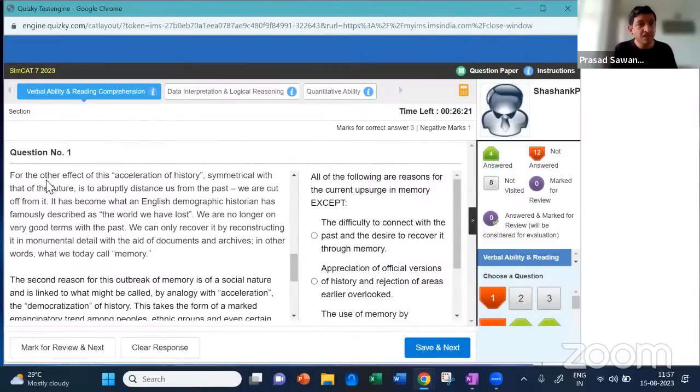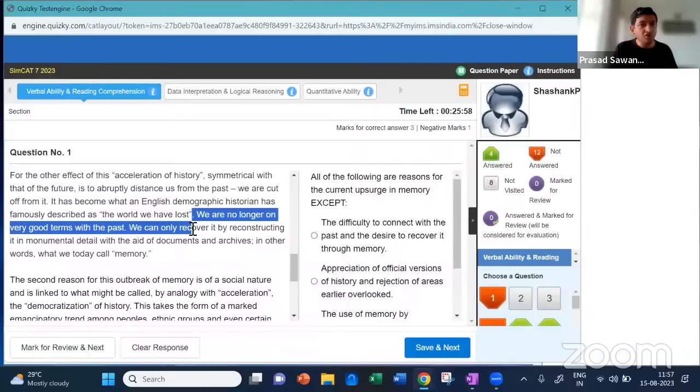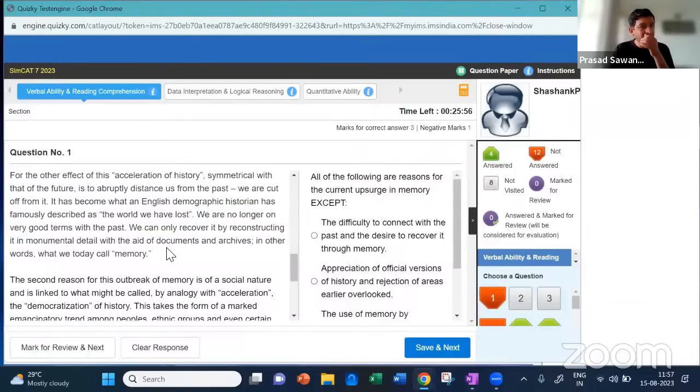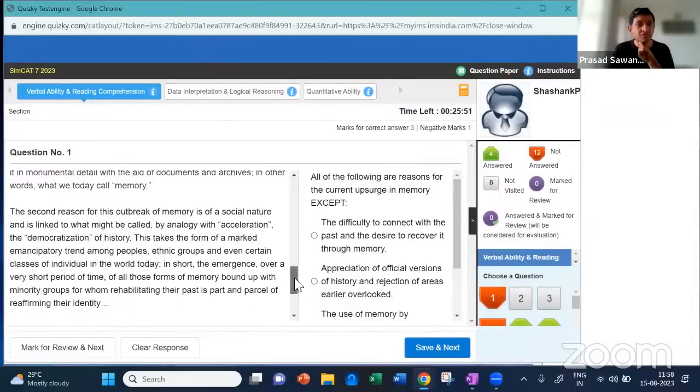Okay. For the other effect of this acceleration of history, symmetrical with that of the future, is to abruptly distance us from the past. Okay, we are cut off far from it. It has become what an English demographic historian has famously described as the world we have lost. Okay, we have gone so far ahead, or we have gone so fast in terms of history, that we have sort of distanced ourselves from the past. Fair enough. We are no longer on very good terms with the past. We can only recover it by reconstructing it in monumental detail with the aid of documents and archives. In other words, through what we call memory.